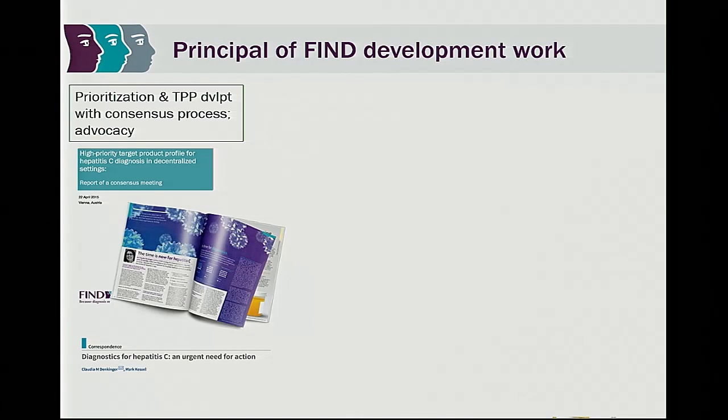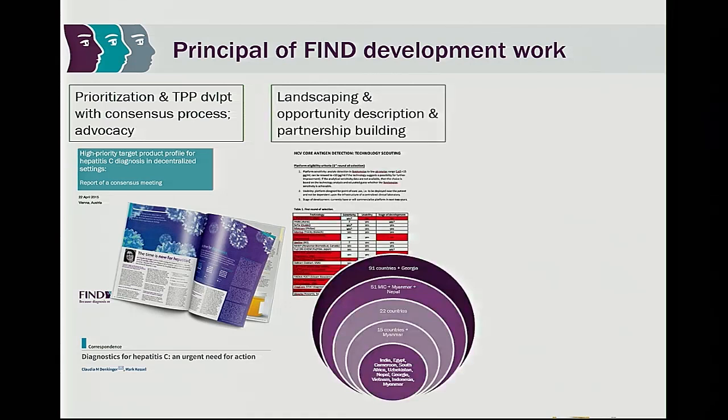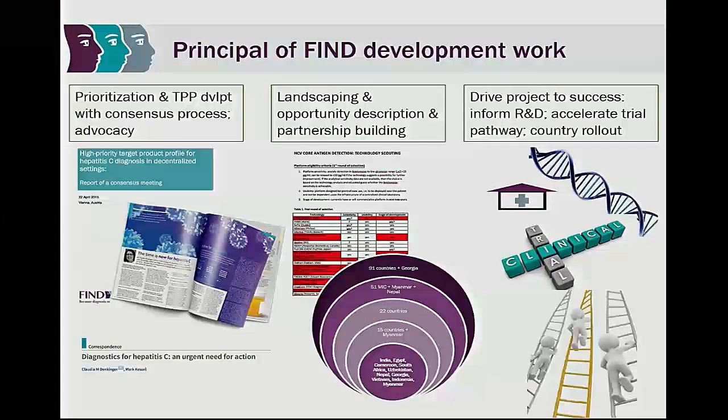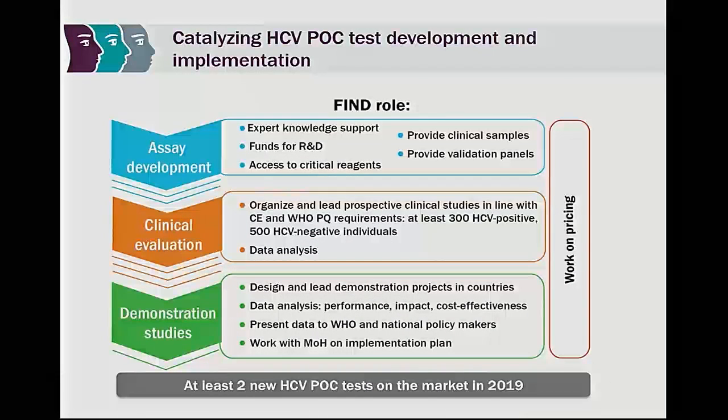So how do we go about our work? First, the TPP is defined in the consensus process. Then we look at all of the diagnostic developers out there. We define the opportunity and build the partnership. And this is a very rigorous process that we follow through that's also externally validated by a scientific advisory board. And then we proceed with the work. We get the funding and work on the development.